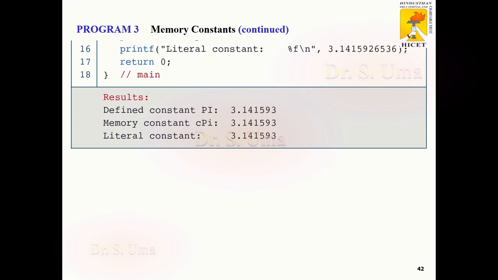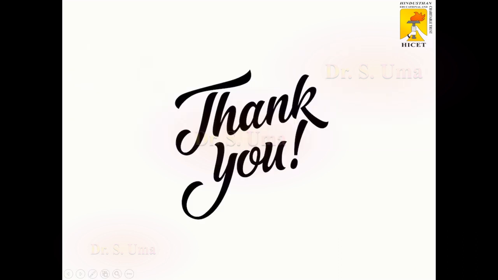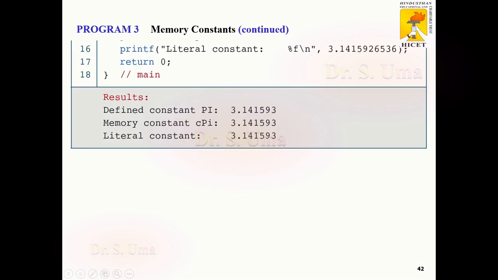So on execution of the above program, we get the output as is mentioned over there. Okay, so we could see that there is no difference between the 3 different ways of mentioning the constant. With that, we conclude the introduction for the C programming language.